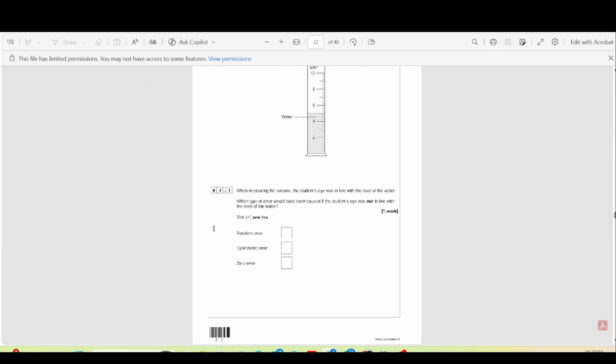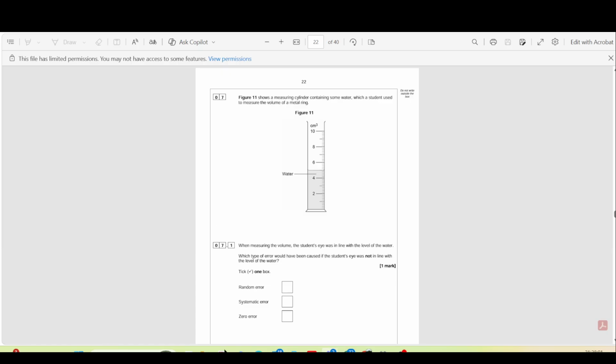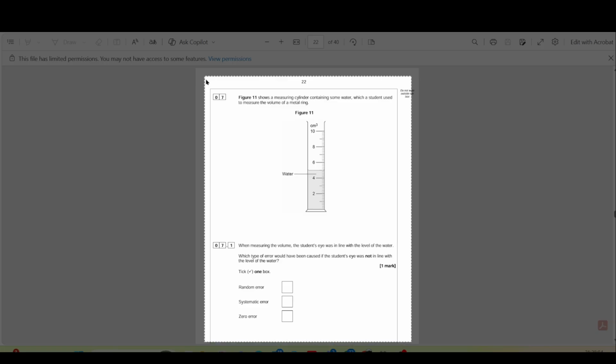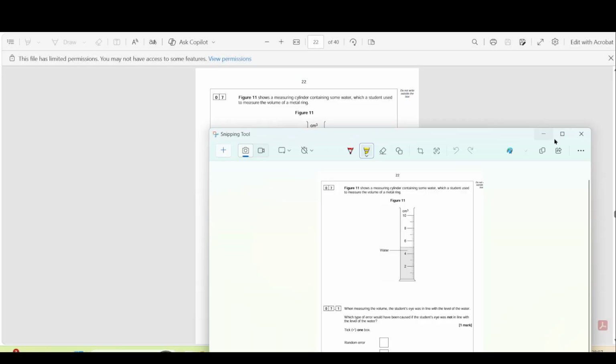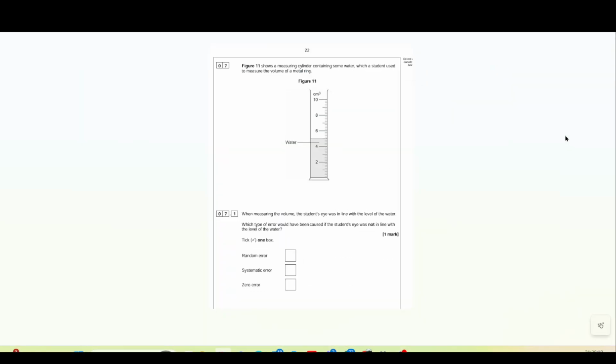Figure 11 shows a measuring cylinder containing some water, which a student used to measure the volume of a metal ring. When measuring the volume, the student's eye was in line with the level of water. What type of error would have been caused if the student's eye was not in line with the level of water? Hmm. What do you think? Any idea? Is it zero?